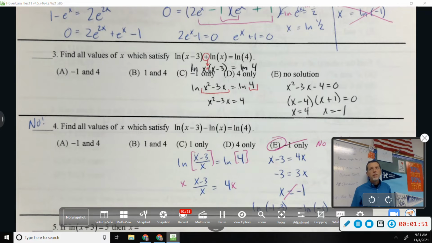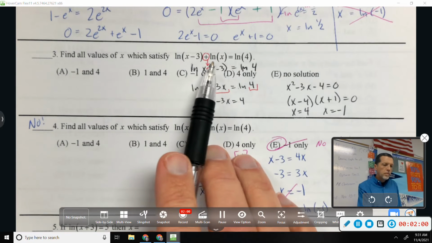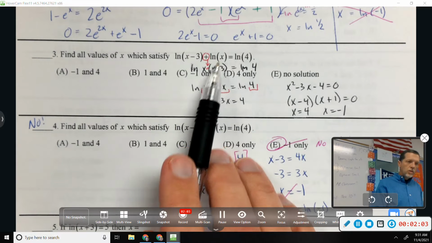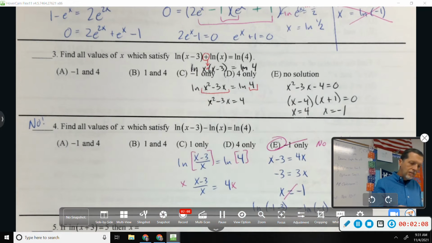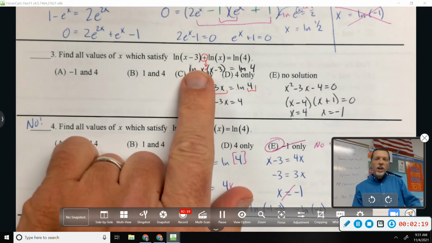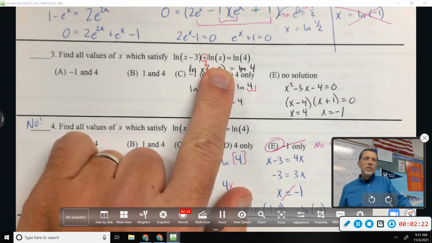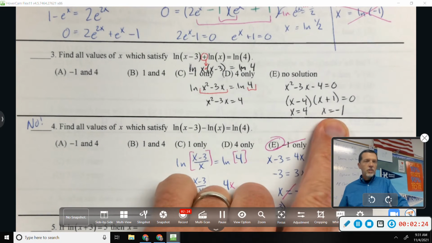You can't have a negative 1. Okay, now be careful how you phrase that. You can have negative 1 as an answer, but it doesn't work in this one because that would be natural log of negative 1. So you don't throw it out because it's negative, you throw it out because you can't take the log of a negative. If it was natural log of x plus 4 and x plus 5, and we got negative 1, negative 1 would be fine.